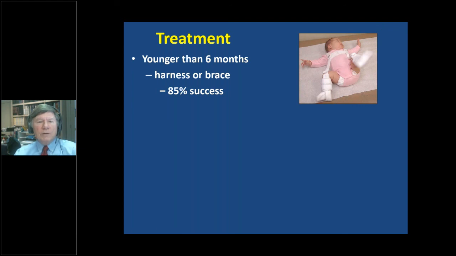Before we get into the diagnosis, the treatment basically is, in children younger than 6 months, a harness or brace is used, and that's about 85% successful. We'd like it to be higher. For a completely dislocated hip, it fails about 1 in 6 times when they start less than 6 weeks of age.